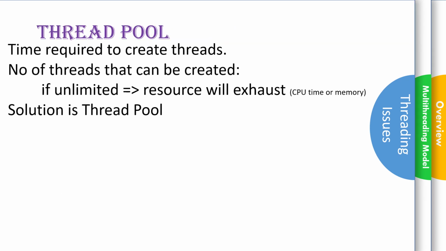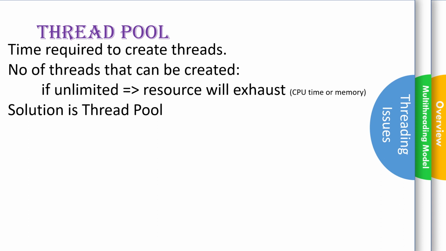So next is thread pool. The time required to create threads is the most important aspect here. We have to give some time for creating the threads. If you don't want time wasted in creating a thread when you require one, what you can do is have a pool of threads created, meaning create a set of threads, whatever threads that you require.